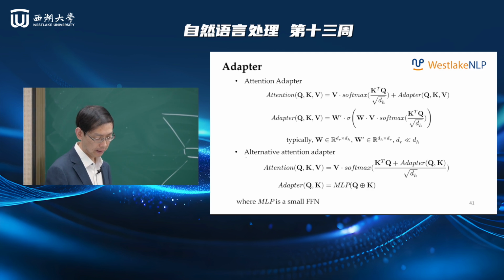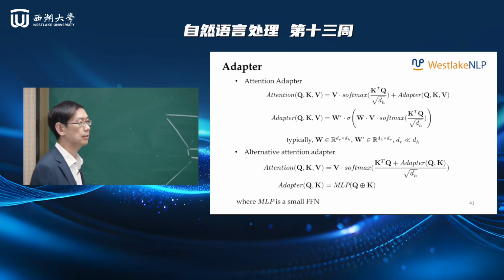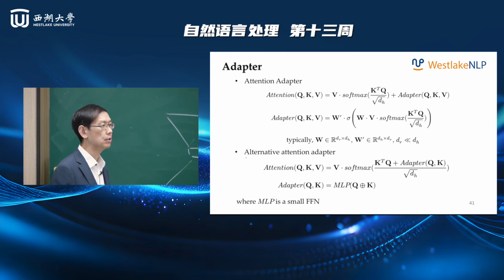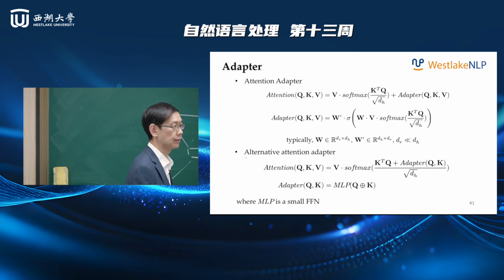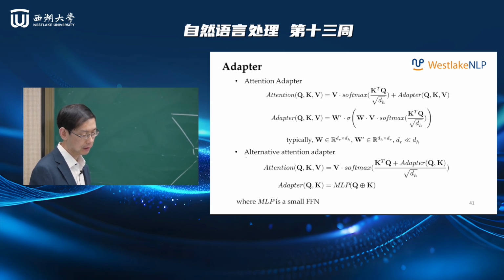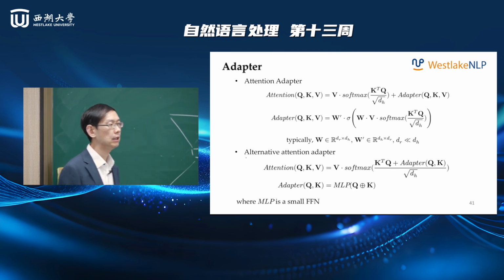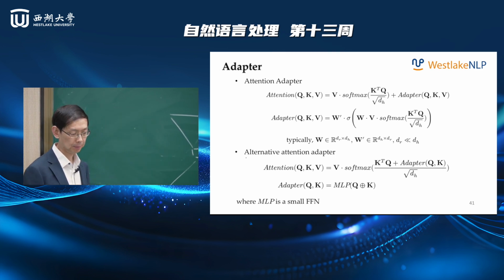The second way to add adapter to attention is to go inside. You directly change the scoring function, the attention weight function, by saying that in addition to K transpose Q, I add another adapter to calculate the attention scores. I call it attention QK. And this can be done by having a multi-layer perceptron over the concatenation of Q and K at each position.